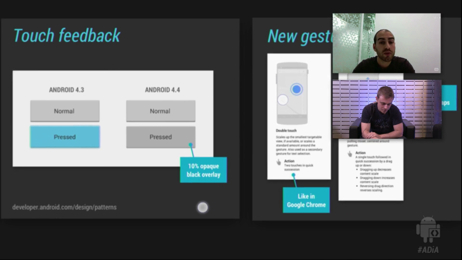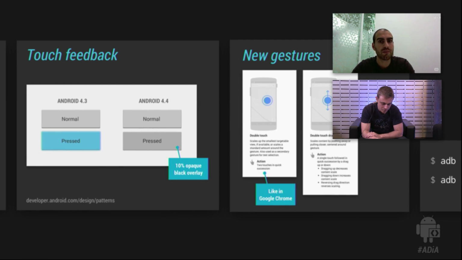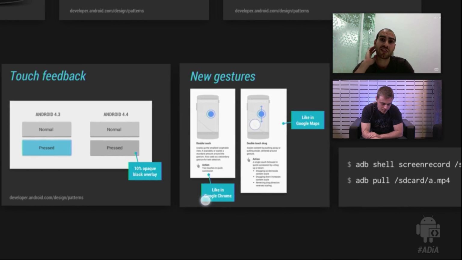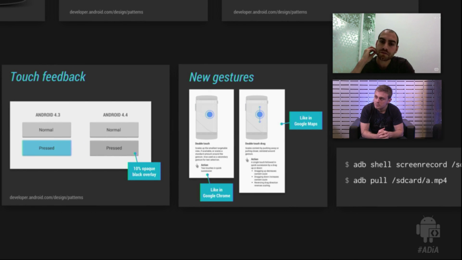We also covered some of the newer documented patterns. So these are gestures which have been codified, I guess, in the design guidelines. So things like the double touch drag, which is a great gesture for single-handed zooming, and you'll find it in things like Chrome and Maps and so forth. So that's a great gesture pattern to look at.